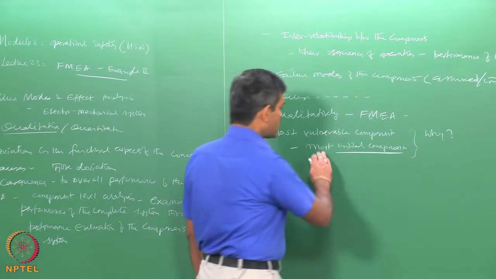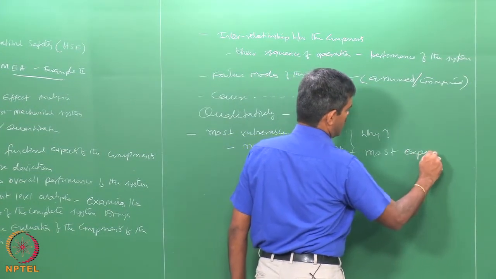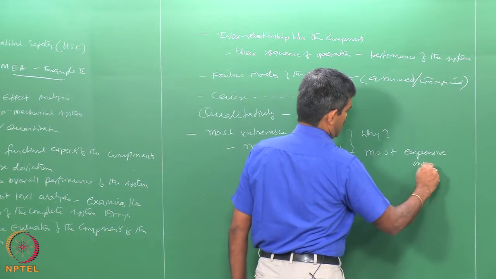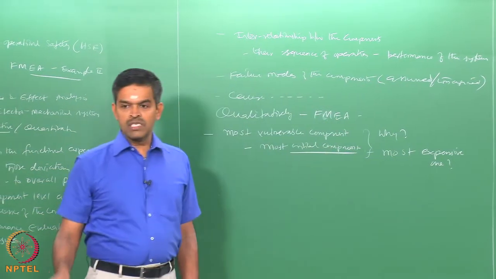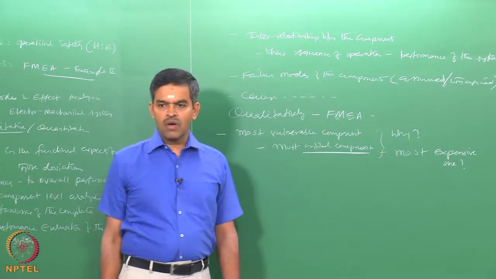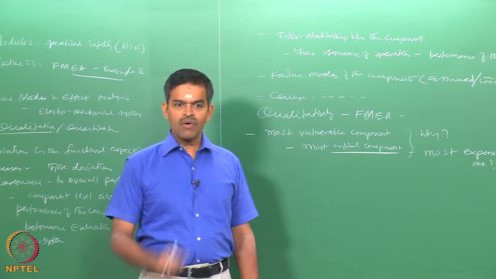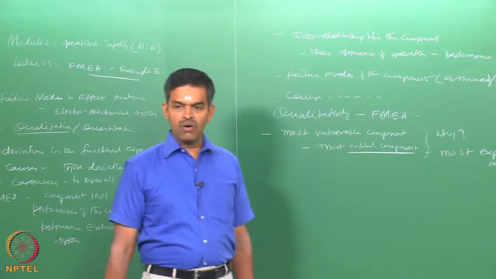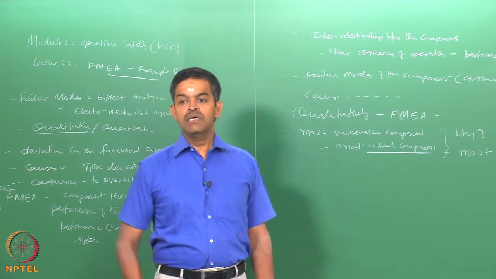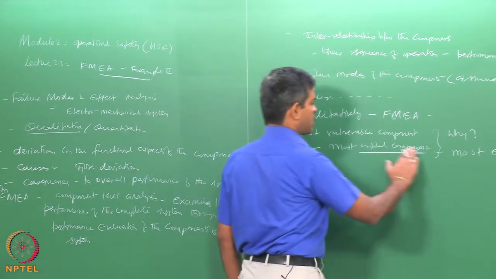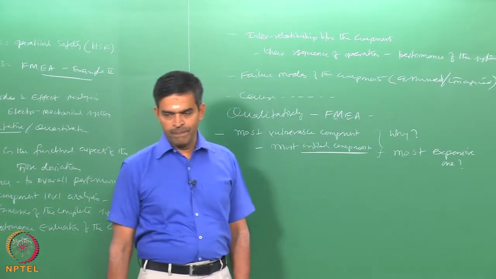Now, is the most critical component the most expensive one? The answer is no. The criticality of the component depends upon its functional contribution to the degradation of the whole system. If you have a component whose failure will cause serious consequences to the efficiency of the overall system, then that component is the most critical component. It may not be an expensive component in a given system at all.